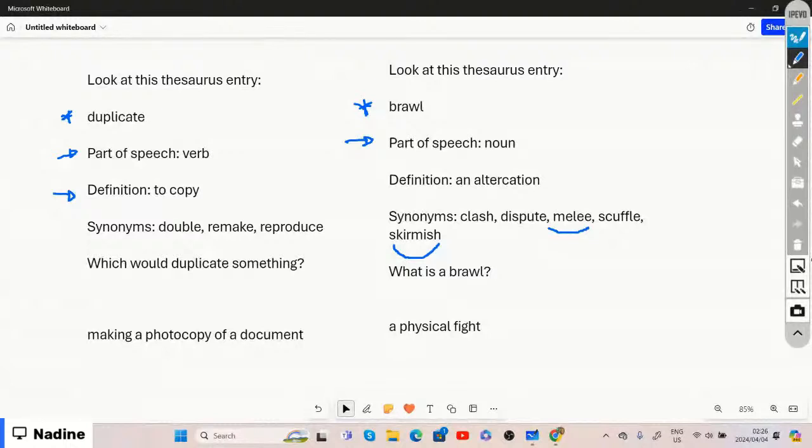But a thesaurus entry, or thesaurus skills, is where they give you the specific words and they list all the synonyms of that word. And the synonyms are either words that are the same or words that are almost the same in meaning.